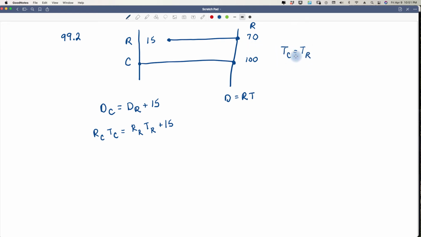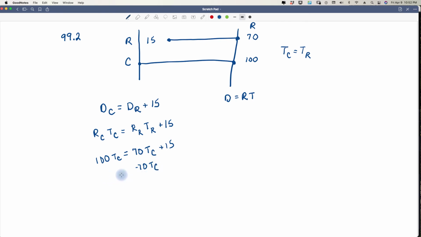So we can use this as a substitution method, right? We can drop in the rate of Charlene is 100, and we don't know what the time of Charlene is yet. The rate of Rachel is 70. And because we don't know what the time of Rachel is either, we are just going to use this variable as the time of Charlene, because TC equals TR. We can drop that in, plus 15. And then we can solve. We can do that by subtracting 70 from both sides.